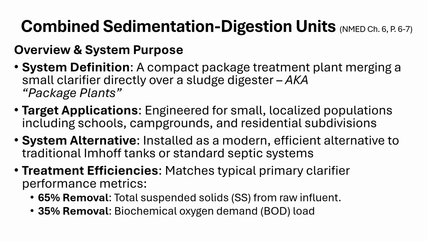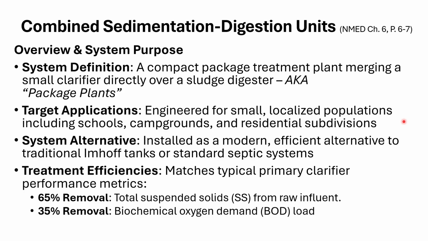These combined sedimentation digester units, so you have a sedimentation basin and a digester in one unit, that's called a package plant. So they're compact package treatment plants, and they have a small clarifier directly over a sludge digester. Okay, so the idea is these small localized communities, even remote schools, boarding schools, campgrounds, like the Glorieta Conference Center out east of Santa Fe.